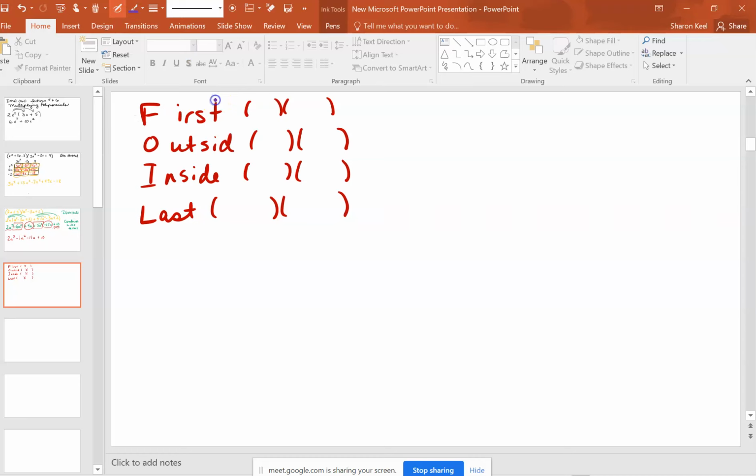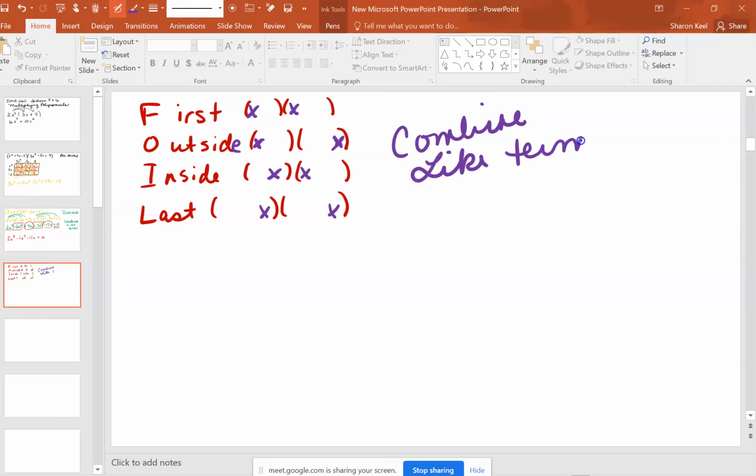So in other words, FOIL: first, in each parenthesis you're multiplying the first value in each parenthesis. Outside means you're doing the first in the first parenthesis and the last in the last parenthesis, because that is the outside. The innermost is the second one and the first one, the two in the middle. And then the last would be the last of each parenthesis. And then after you FOIL, you then combine your like terms.